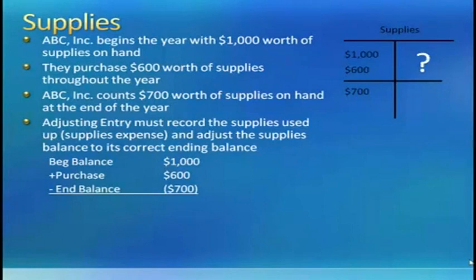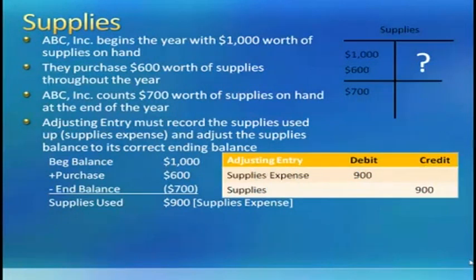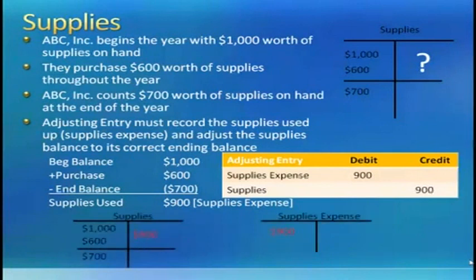So in this case, that would represent the adjusting entry that needs to be made to the supply account. If we keep it at the 1,000 plus the 600, we'd be overstating our supplies because we don't have $1,600 worth of supplies. We have $700 worth of supplies. And the adjusting entry gets us from the $1,600 down to the $700 and records the appropriate expense of $900. The adjusting entry debits the supply expense T account and credits the supply T account.